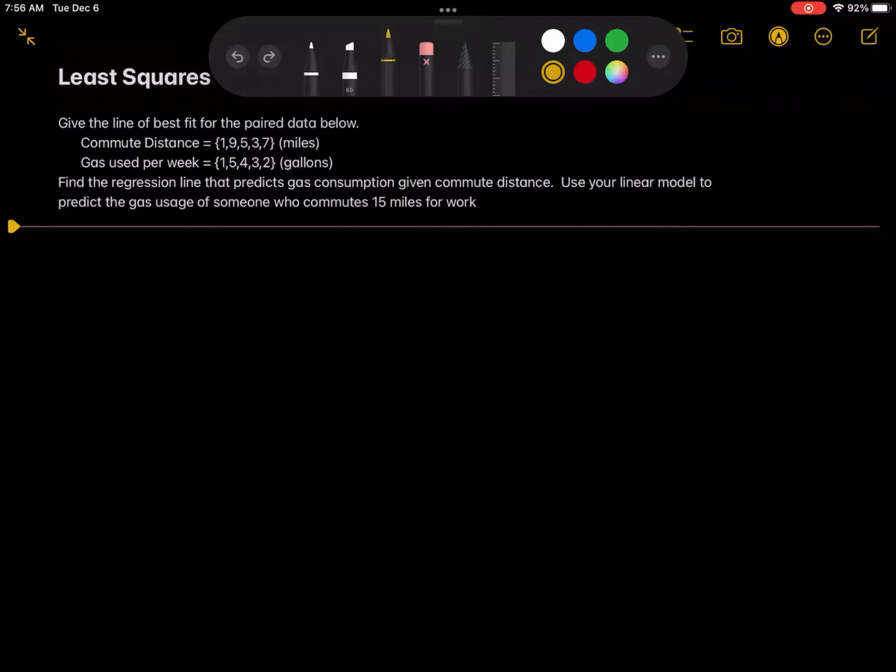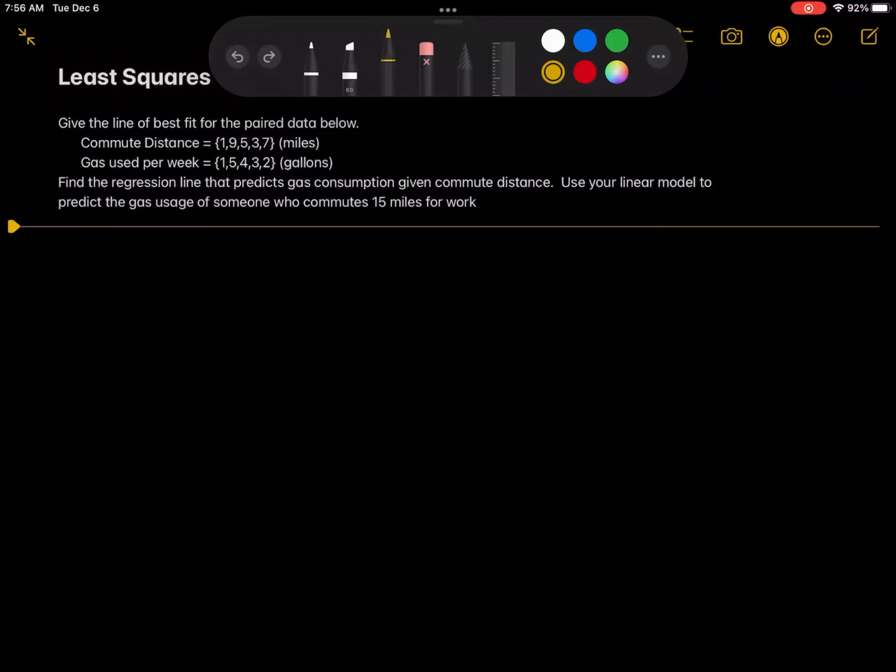Let's work on a least squares problem. We want to give the line of best fit for the paired data below. We have distances that people commute, 1, 9, 5, 3, and 7, measured in miles, and the gas that they use per week, 1, 5, 4, 3, and 2. So that's paired data. It's measured in gallons. We want to find the regression line, or the line of least squares, or the line of best fit. These are all names for the same thing. That predicts the gas consumption given the commute distance.